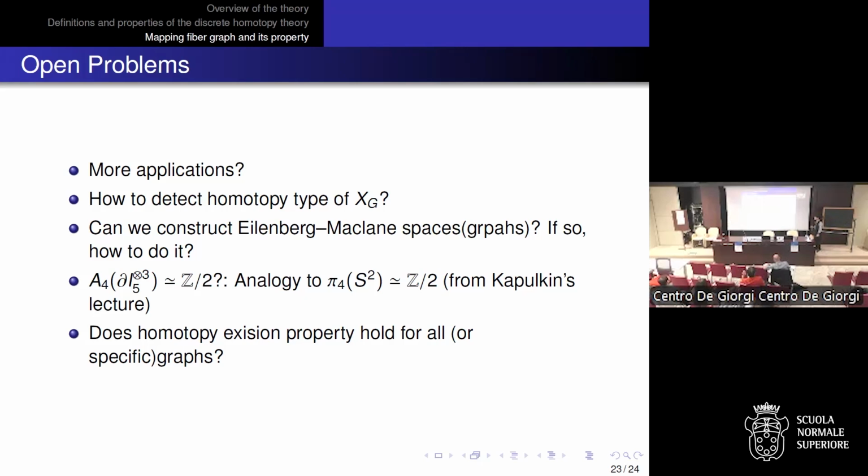And explicit computation is also interesting. For example, A4 bounded A5 tensor 3 is isomorphic to Z over 2. This corresponds to the homotopy group of spheres. So this is an analogy to this isomorphism. And does the homotopy excision property hold for all or specific graphs? This is also not known. So there are anyway many open problems, and step by step it's developing.